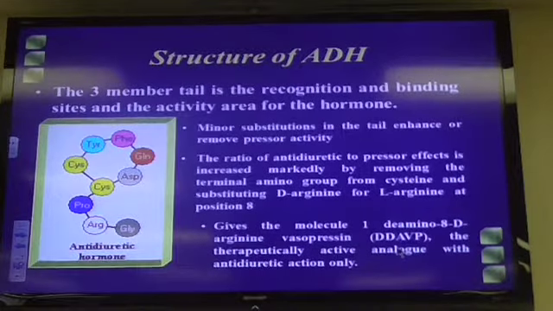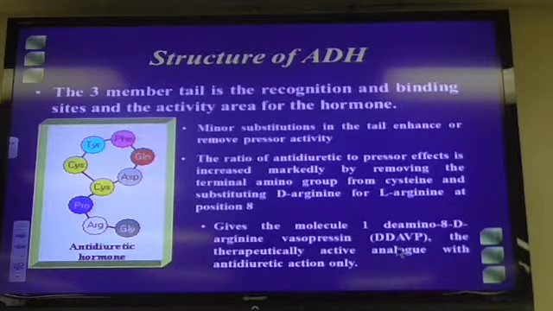And as far as the 3-member tail, that again is the recognition, and we can change it. If you look at that, see where the arginine is in there? We can change that arginine with another amino acid to make it synthetic, and we get rid of the vasopressor effects, and we just get the antidiuretic effects.